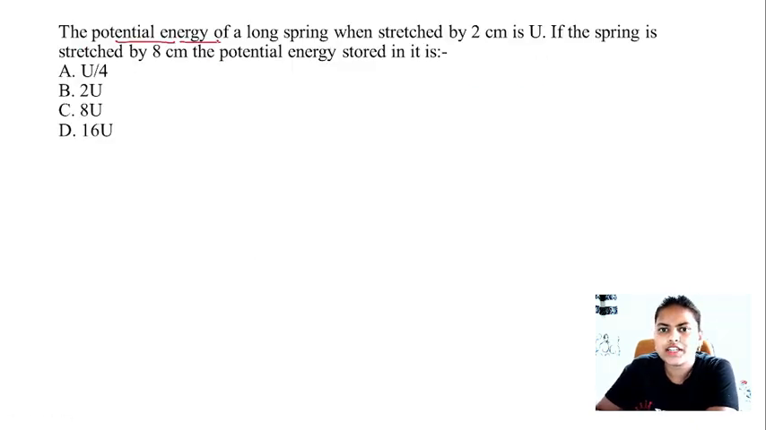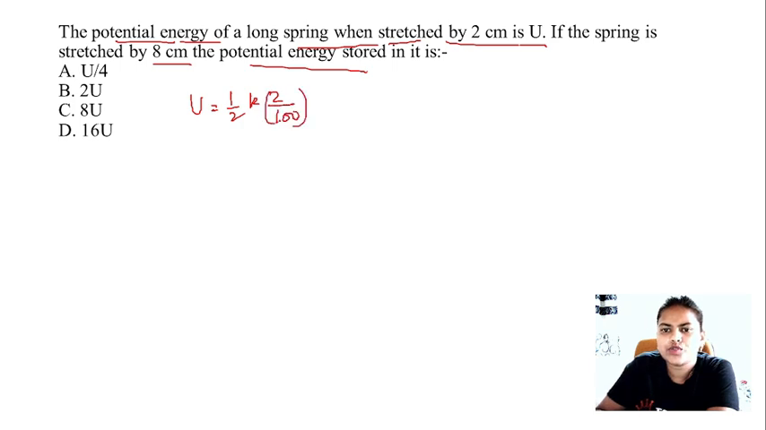The potential energy of a long spring when stretched by 2 cm is capital U. If the spring is stretched by 8 cm, the potential energy stored in it would be? So U is equal to half k x square. x in this case is 2 cm. And when the stretching in the spring is by 8 cm, then the potential energy is denoted by U dash. It would be half k (8 upon 100) square.